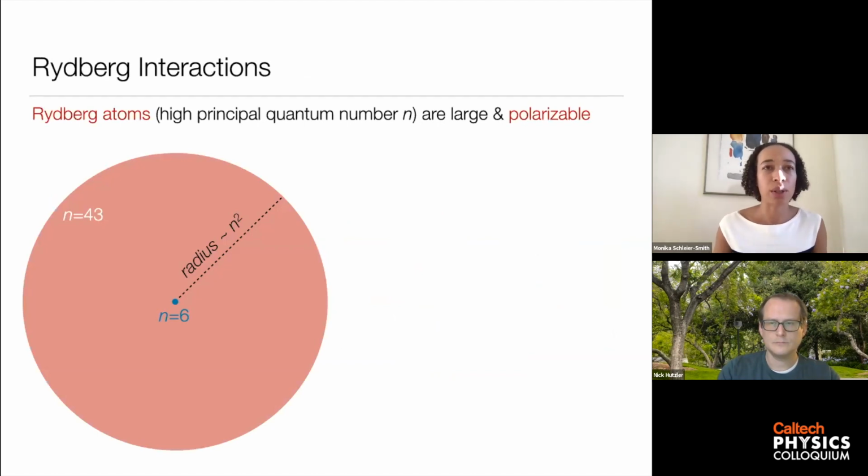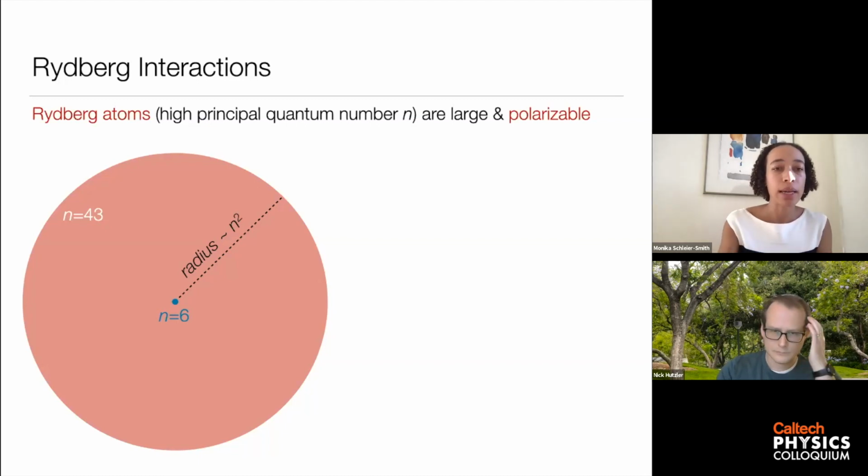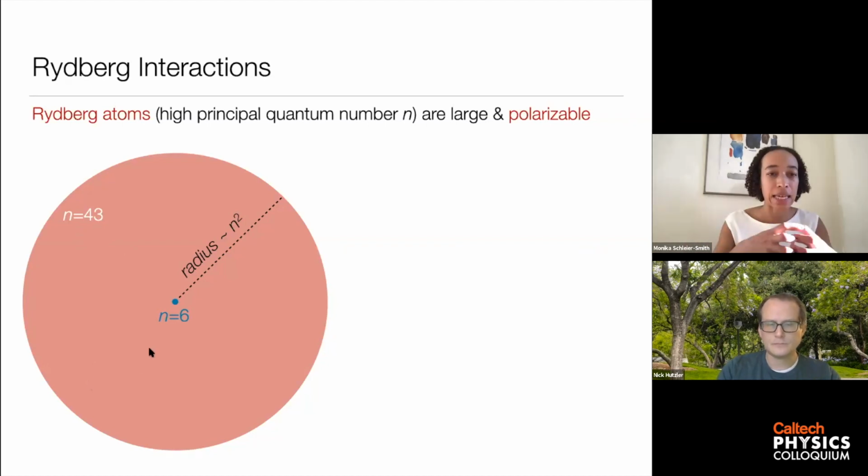Just to give a little flavor of how one can generate interactions by exciting atoms. Well, here's a picture just roughly to scale of a ground state cesium atom that's shown here as this blue point. And a cesium atom with its electron excited to a state of principal quantum number n equals 43. It's much bigger. The radius scales quadratically as I excite the electron to this high-lying state.